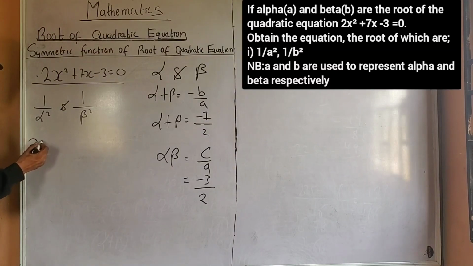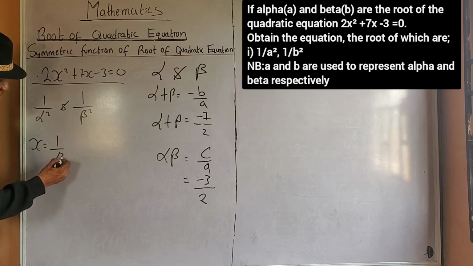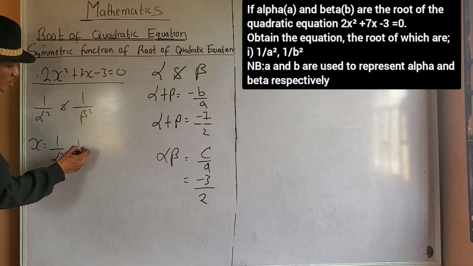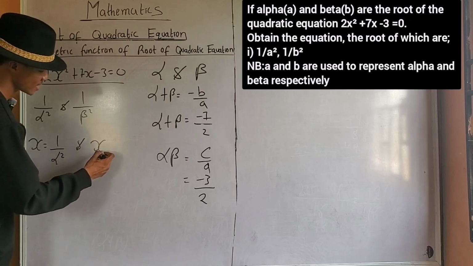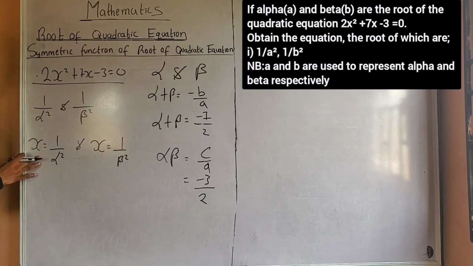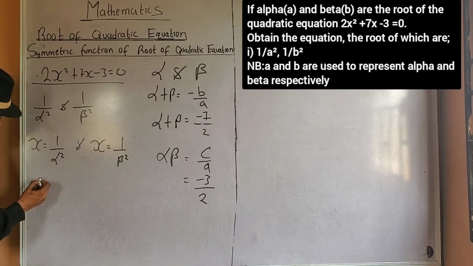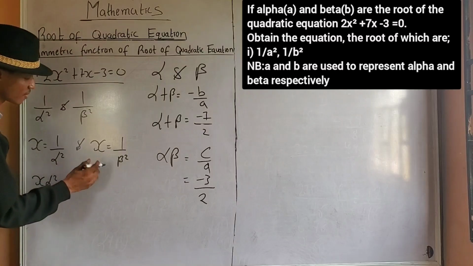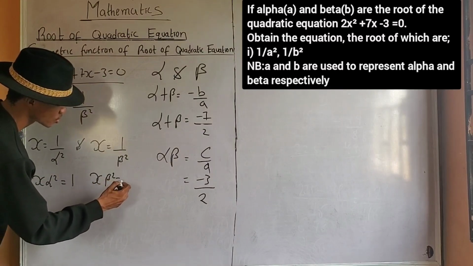Now come back to this. Let x equals 1 over alpha squared. Do not forget our goal. Our goal is to find the equation whose roots are 1 over alpha squared and 1 over beta squared. So I'm trying to construct a quadratic equation. Let x equals 1 over alpha squared. Also, let x equals 1 over beta squared. Are you following? Cross multiply, I'm going to have x times alpha squared. That is what? x alpha squared equals 1. Also, for this, I'm going to have x beta squared equals 1.